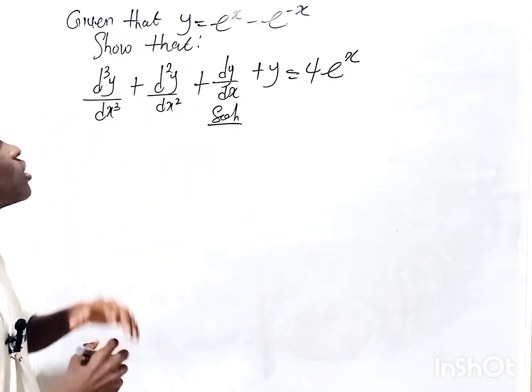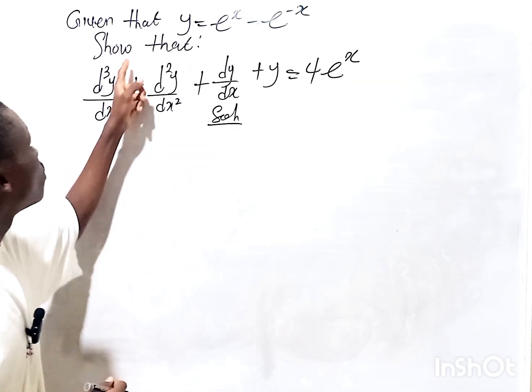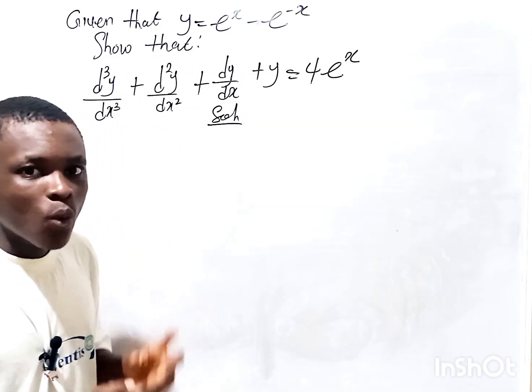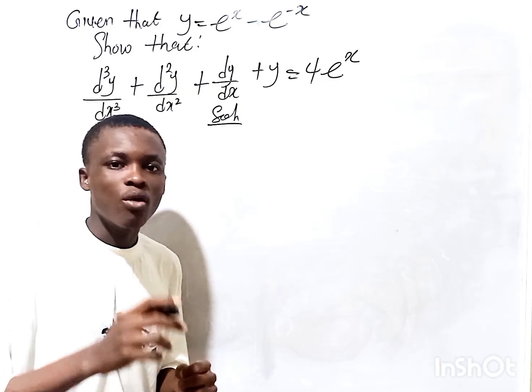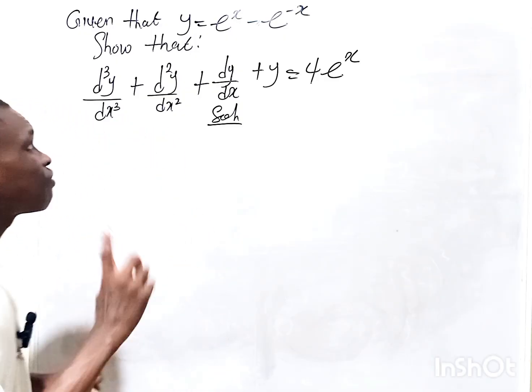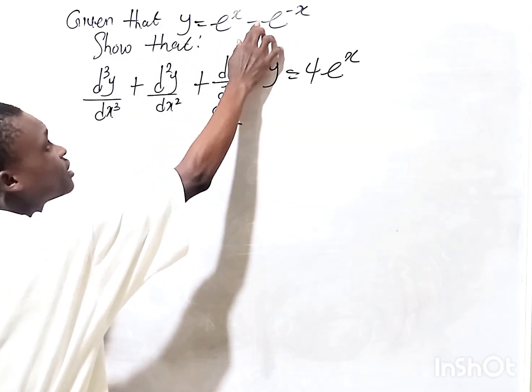Given that y equals e to the power x minus e to the power negative x, we should show that d cube y over dx cube plus d squared y over dx squared plus dy over dx plus y equals 4 exponential x. Now, first of all, this is how you're going to solve it. We are going to differentiate this.